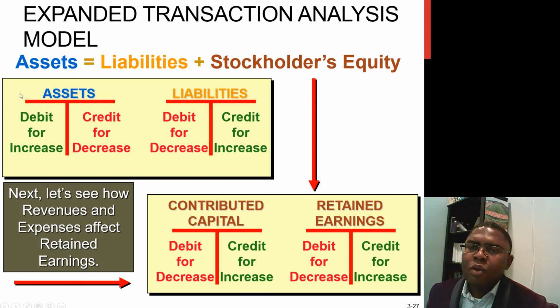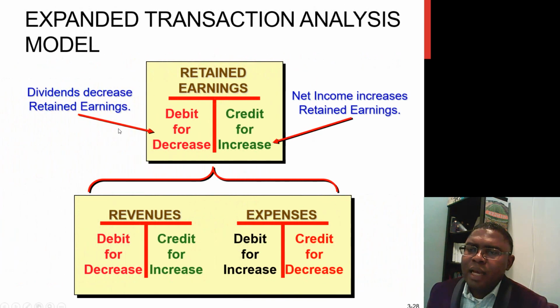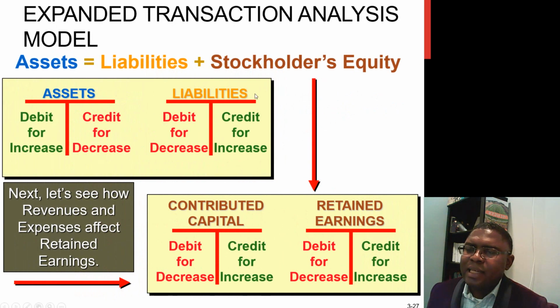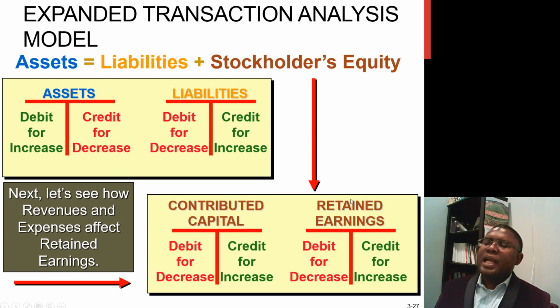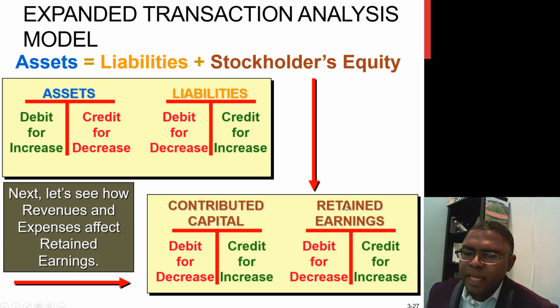On the T account, the left-hand side is the debit side and the right-hand side is the credit side. So that is why we say increases in assets take a debit balance, increases in liabilities take a credit balance, and increases in stockholders' equity take a credit balance. Stockholders' equity is made up of contributed capital and retained earnings.